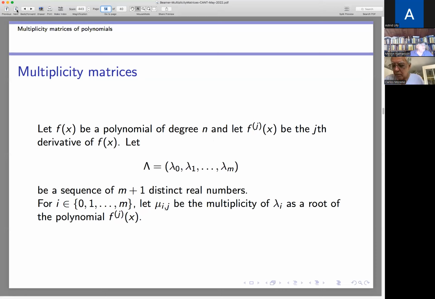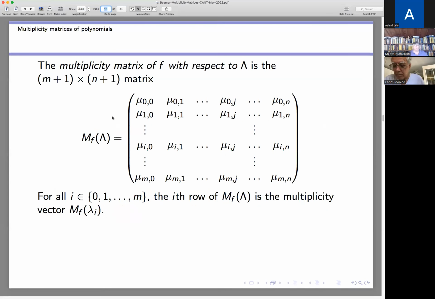So this gives us an m plus 1 by n plus 1 matrix. So each row of this matrix is the multiplicity vector of the polynomial f at the corresponding lambda: lambda 0, lambda 1, up to lambda_m. So the ith row of this matrix is the multiplicity vector of the polynomial f at lambda_i.